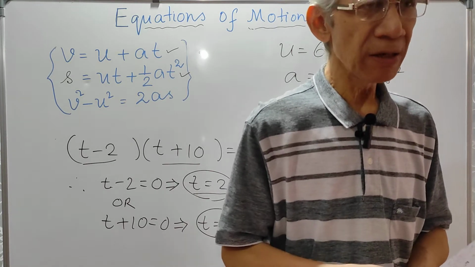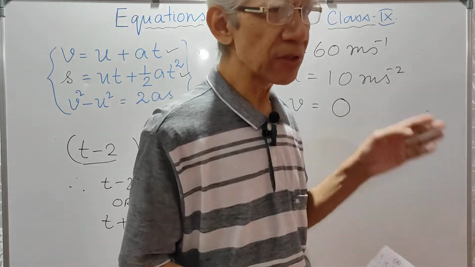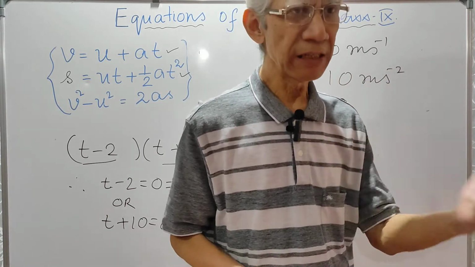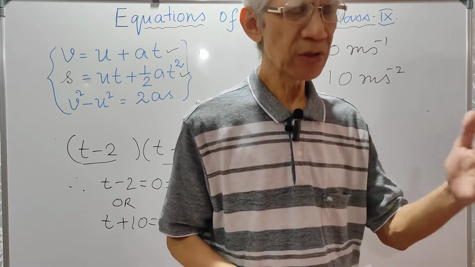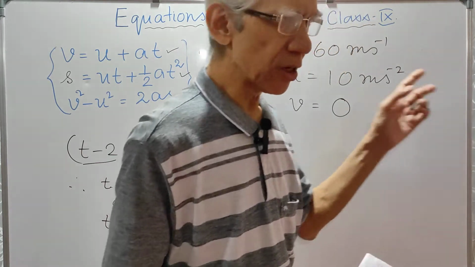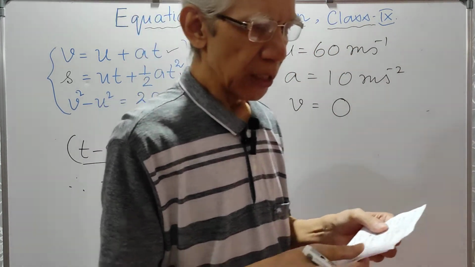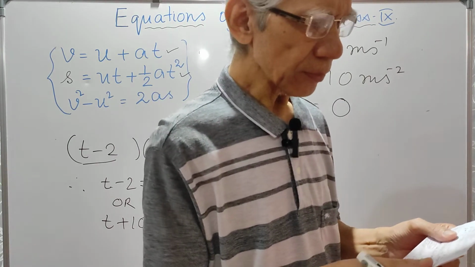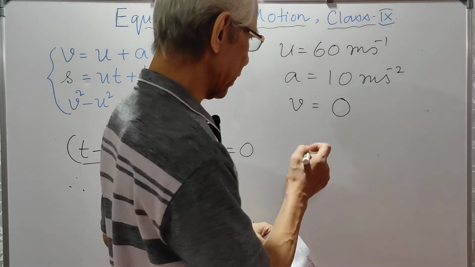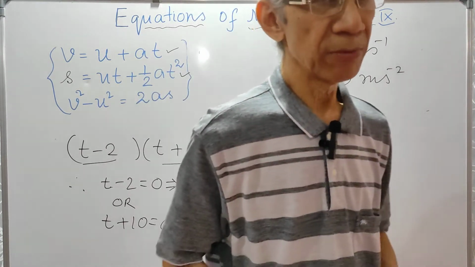Now why should the car stop finally? Because the brakes are applied, isn't it? That means the car acquires retardation, that is negative acceleration. That means velocity is slowly decreasing, therefore finally the car stops. If the car finally stops, we can write v equal to 0, final velocity 0, isn't it? Now the question is, after it stops, you have to find out the distance. So what distance it covers during that application of brakes.